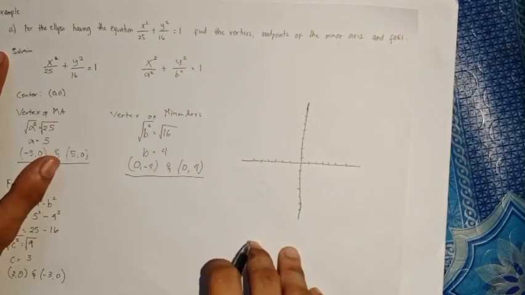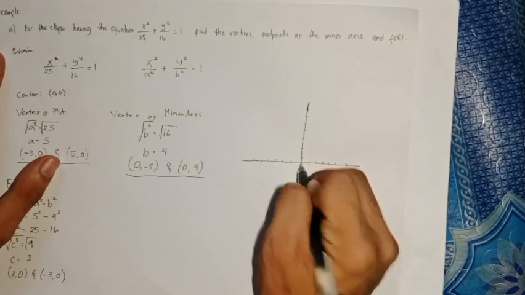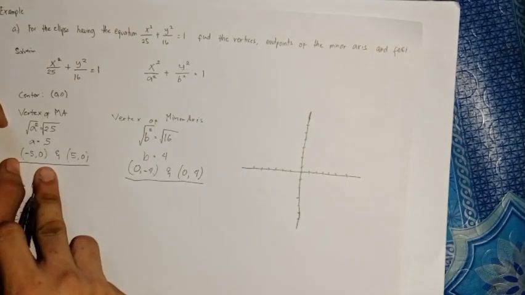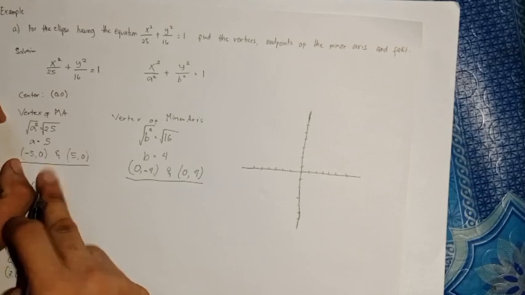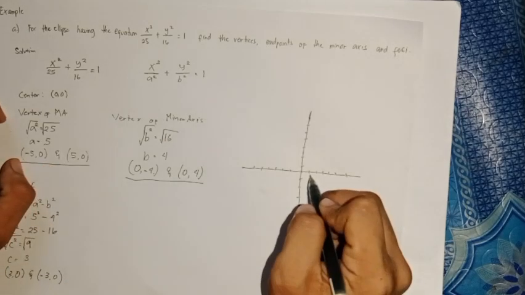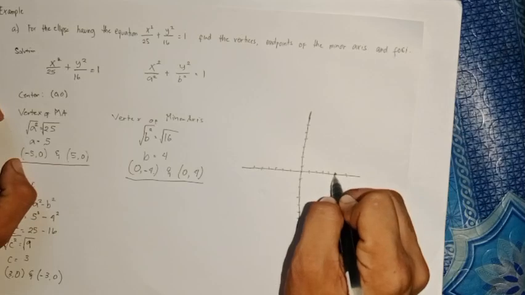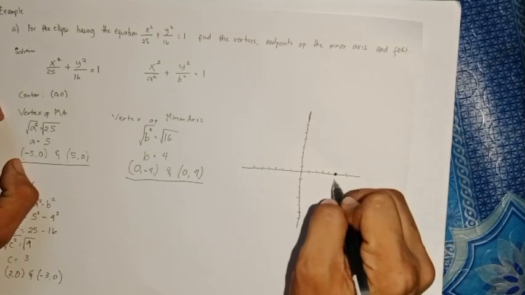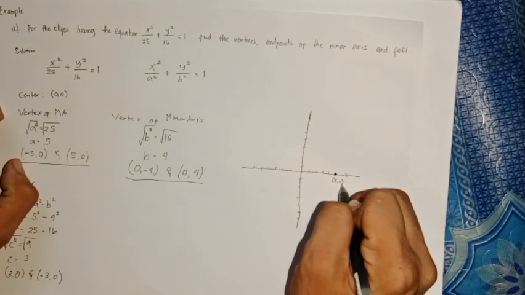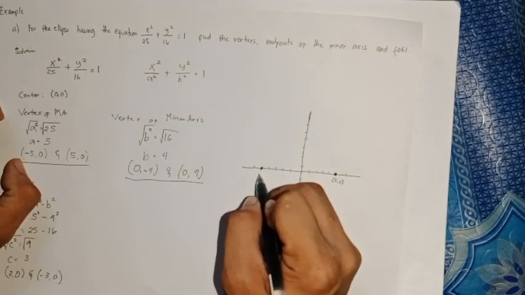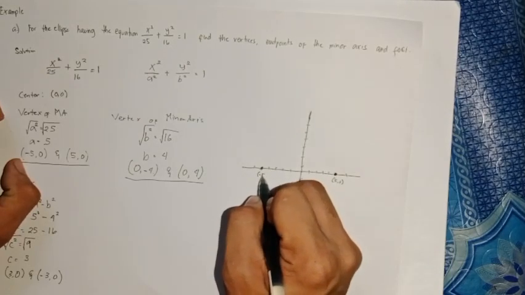Next, this is our center, (0, 0). And our major axis is at (-5, 0) and (5, 0). Since 1, 2, 3, 4, 5, this is our vertex 1, (5, 0). And this is our vertex 2, or (-5, 0).